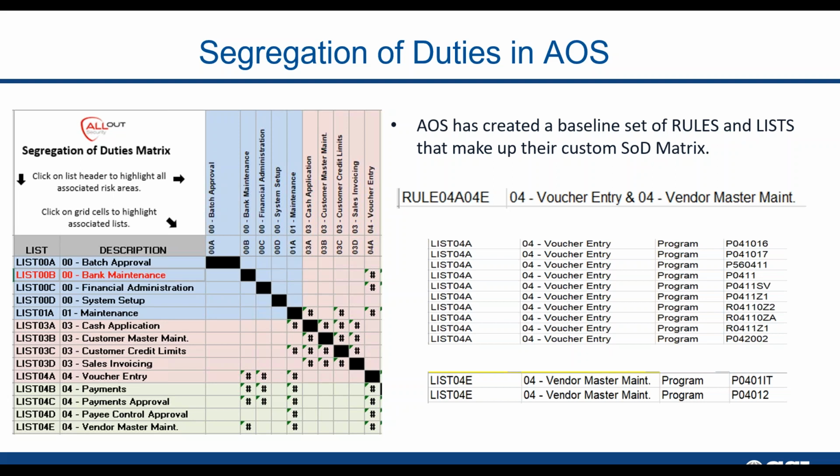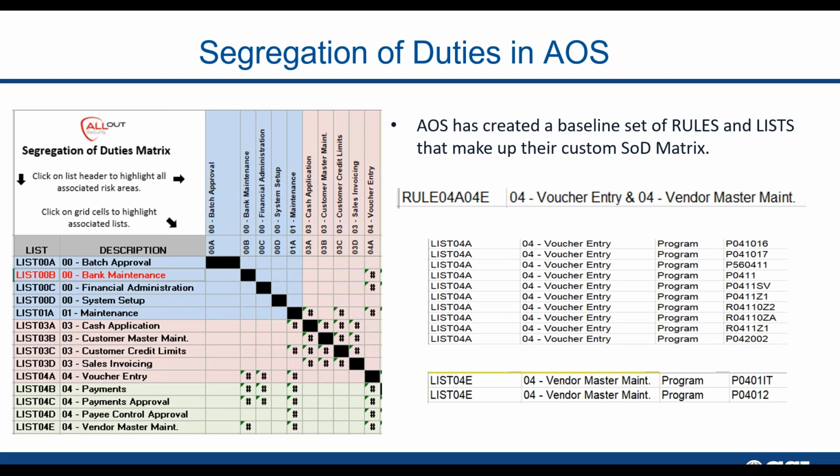Again, rule 04A, 04E deals with voucher entry and vendor master maintenance. And if you look down here, in the system, a rule is made up of two lists, the 04A and the 04E for this particular one. 04A is the voucher entry, 04E is vendor master, and you can see the programs. These are just screenshots of what's in AOS and in your system, the programs that make up voucher entry. You see one thing here, or maybe you don't. These are not including custom programs. I did include just the base P0411, just because I know that's voucher entry, but there are other potential custom programs that a company could be using that would need to be added in here. We'll leave that off for now.